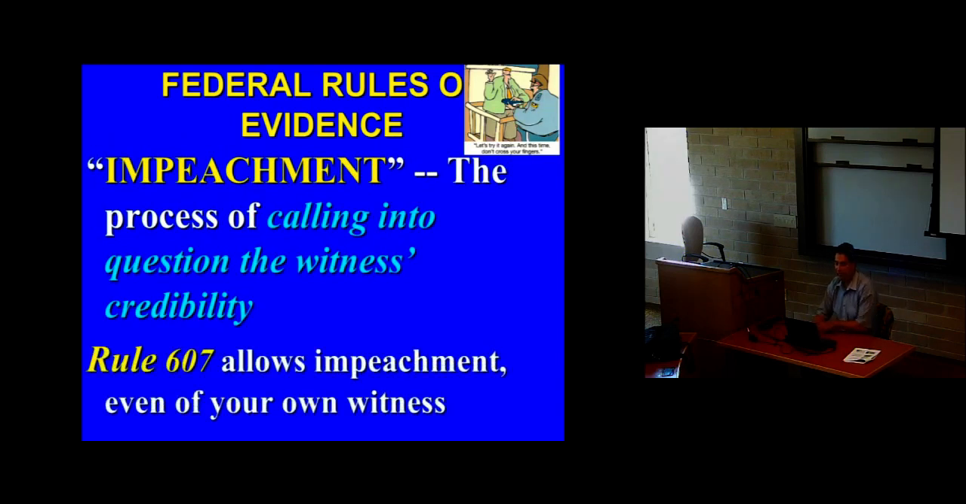Rule 607 allows you to impeach any witness, even your own witness. It used to be that you couldn't impeach a witness that you called because you were vouching for that witness. But now that is allowed, you can impeach your own witness. You just have to get permission from the judge to treat the witness as hostile in order to impeach them, and the judge will allow you to do that.